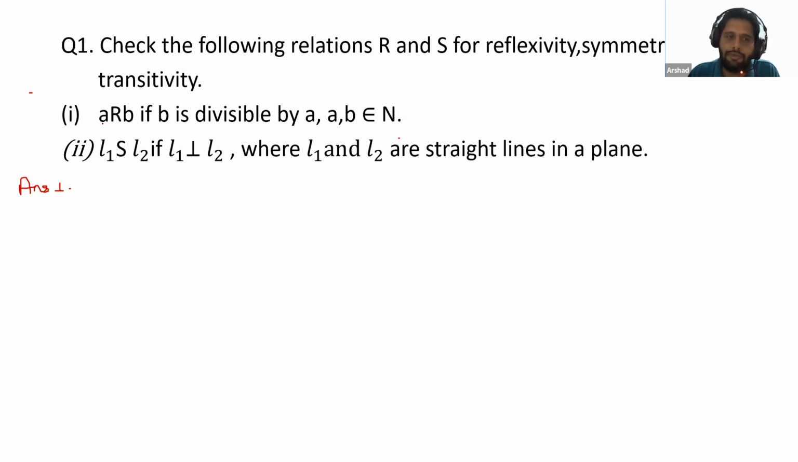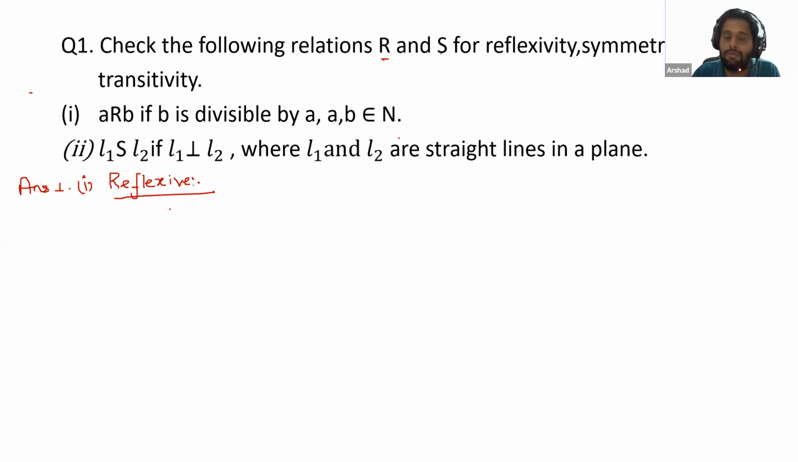Now, please check the first part. The question is to check the following relations R and S. We have two relations; S is for the second part. We will analyze the first only for reflexivity, symmetry, and transitivity. First, check for reflexive. The relation is: A is related to B if B is divisible by A, where A, B belong to N. Please remember, in the reflexive, the first step is you need to assume a value from the set which is given. Please check how we will represent our answer.